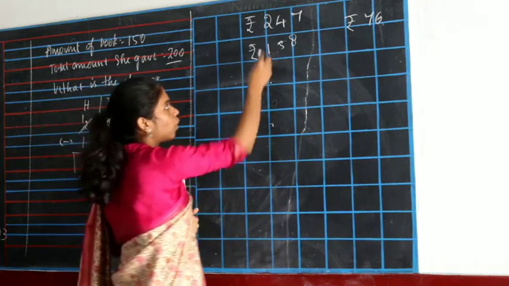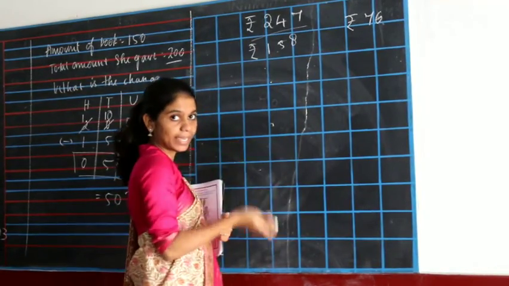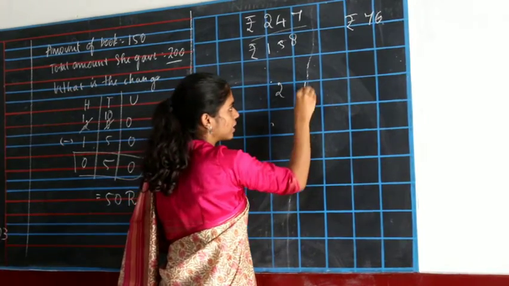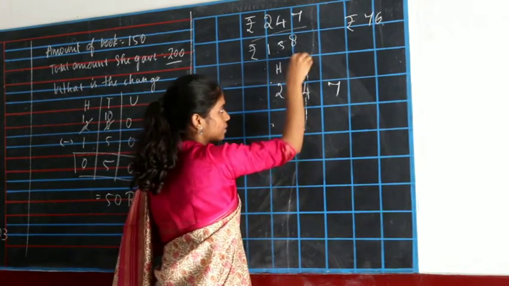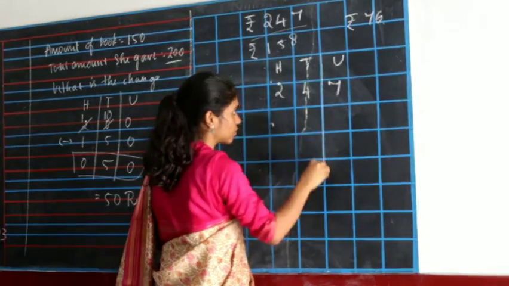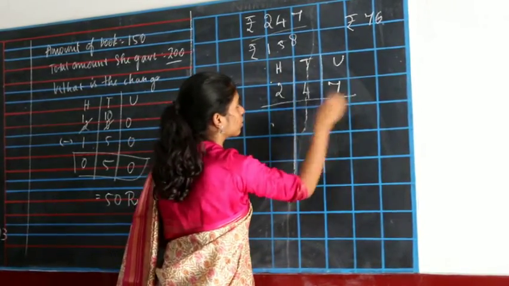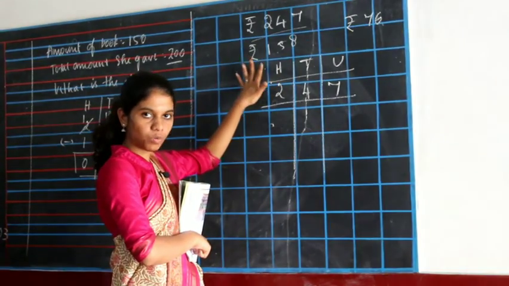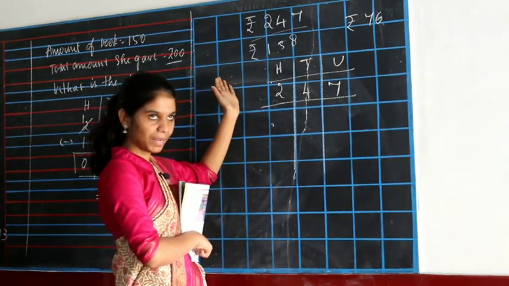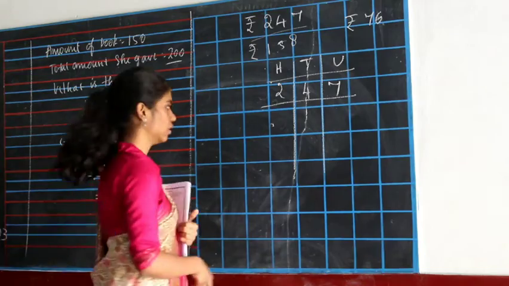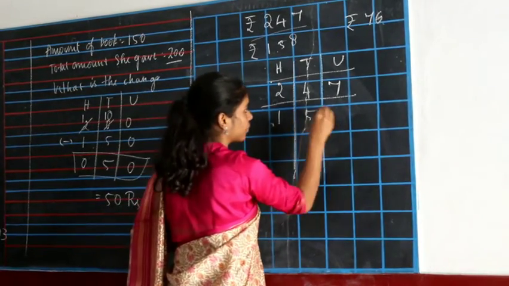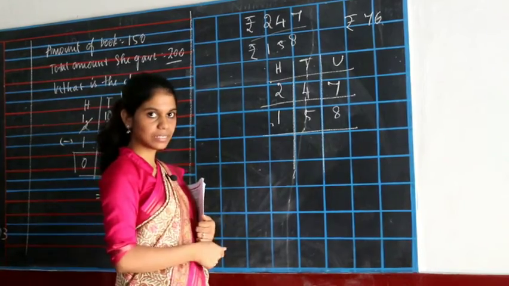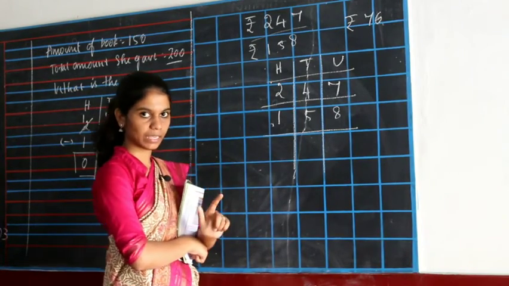So the total amount that the monkey gave the fox is 247. This is hundreds, this is tens, and this is units. Now, the rupees for which the monkey got bananas is 158. Now what should be the change that is given to the monkey?